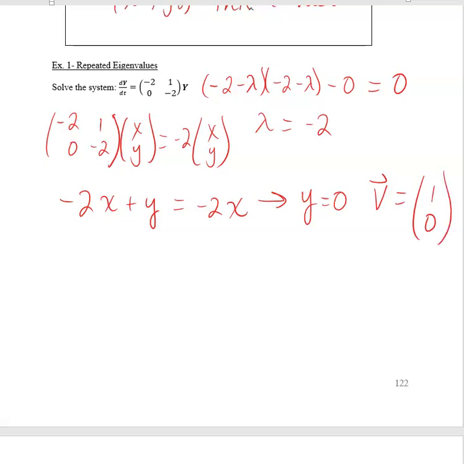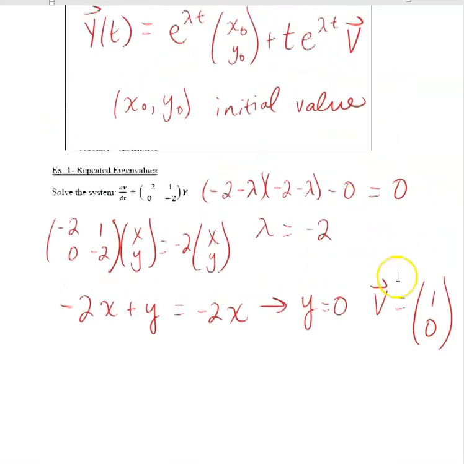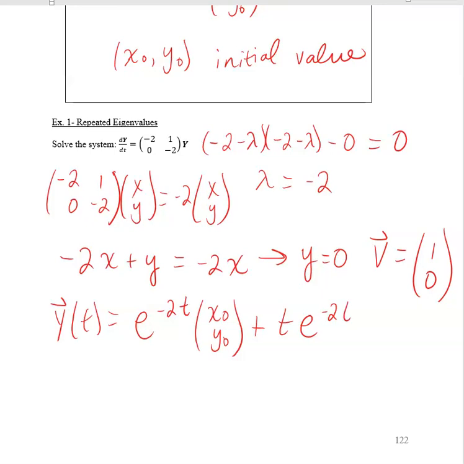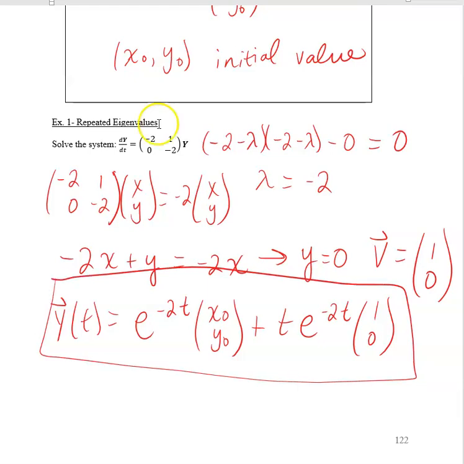So then my general solution using this information up here is going to be in the format: the vector (x(t), y(t)) is equal to e to the -2t times some initial condition. They did not give that to us, so I'm just going to leave it as x naught, y naught for now, plus te to the -2t times the eigenvector. And that's going to be our general solution.